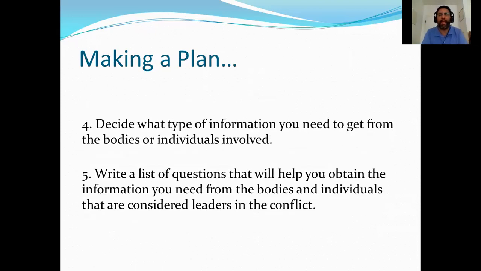Continuing with making a plan. Decide what type of information you need to get from the bodies or individuals involved. Every question you ask has to have a purpose. If you want to know whether a certain solution will be acceptable, or what a certain attitude is, the question and the way you ask that question has to be put together in such a way that you will obtain the information.